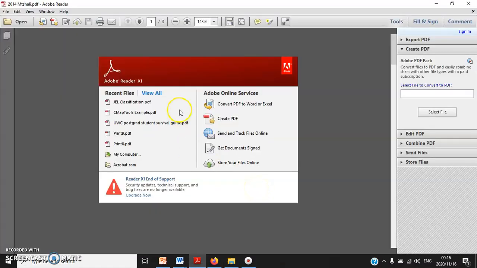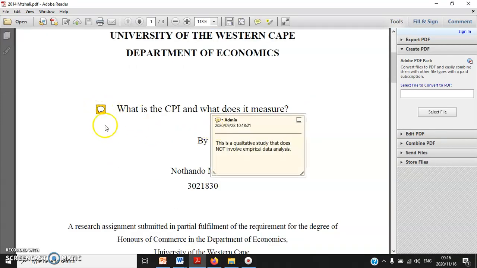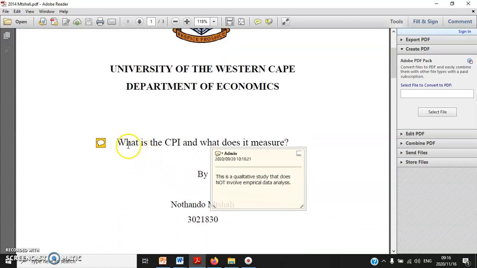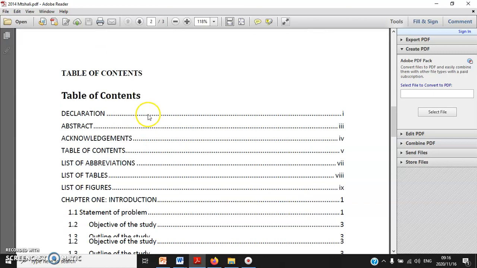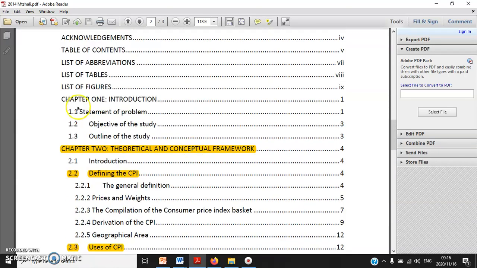Charlie 2014. So look at her honors research topic. By the way, just look at my comments in the sticky notes in the PDF file. Self-explanatory. You are going to learn a lot. So let's look at Miss Charlie's honors research topic. You can clearly see it is highly qualitative, theoretical. What is CPI and what does it measure? So look at the table of contents. I think she only has like 3 chapters.